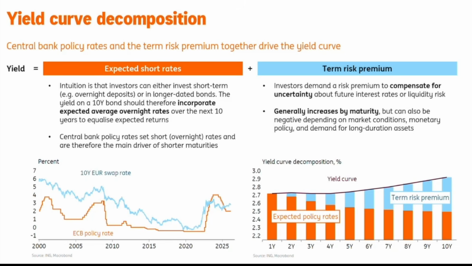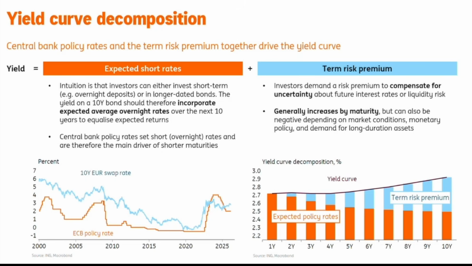But this is not the entire part of the equation, because there's also a term risk premium. And the term risk premium is a lot more abstract of a concept. Usually the yield curve is upward sloping. So usually you would say, well, doesn't it make more sense to put your money in 10-year bonds instead of on a shorter bond? The reason is that there's often a risk premium for holding longer maturities.